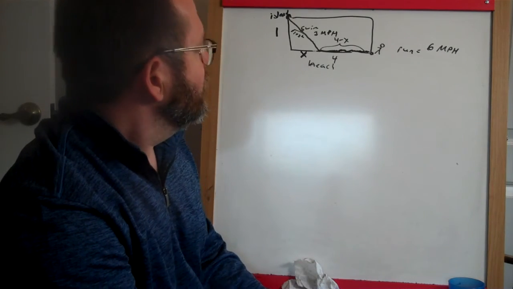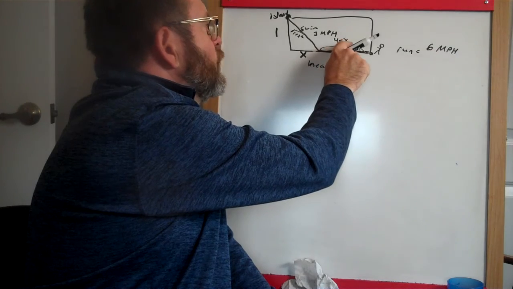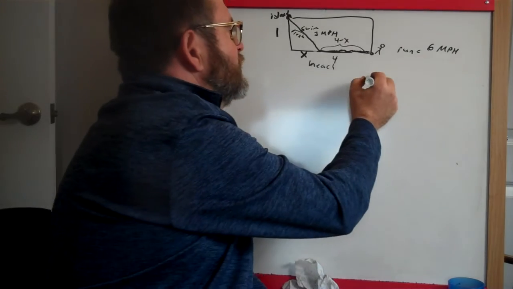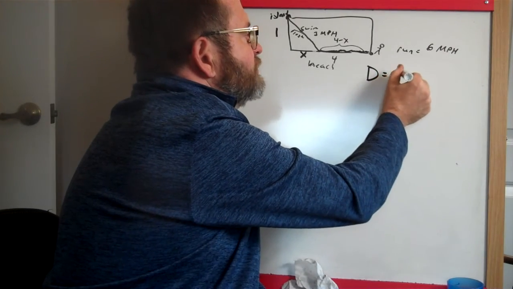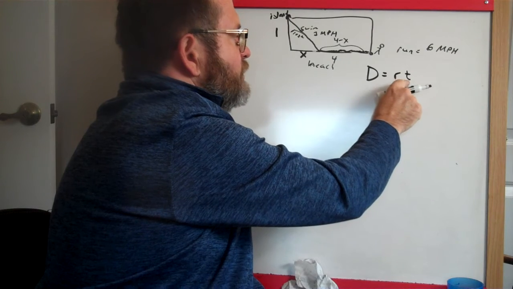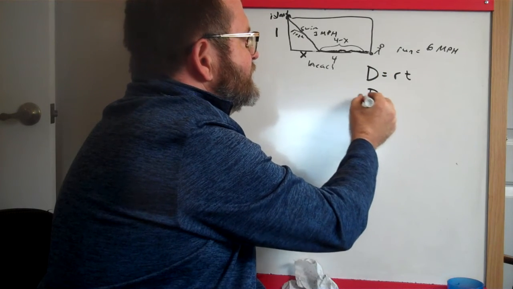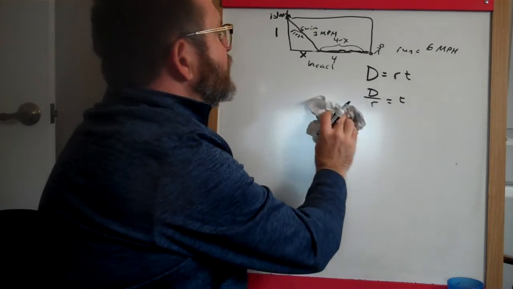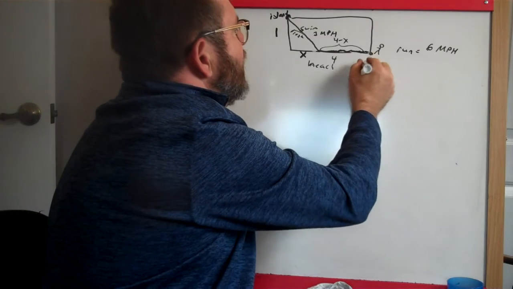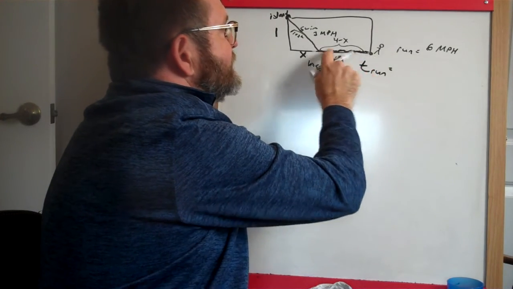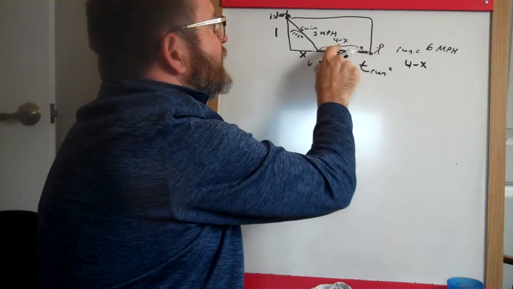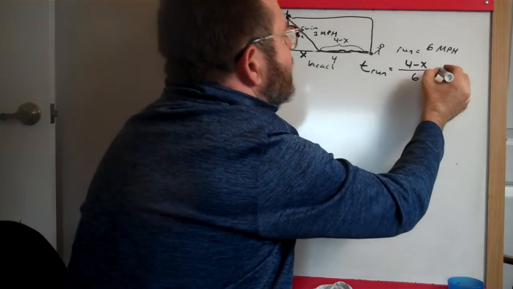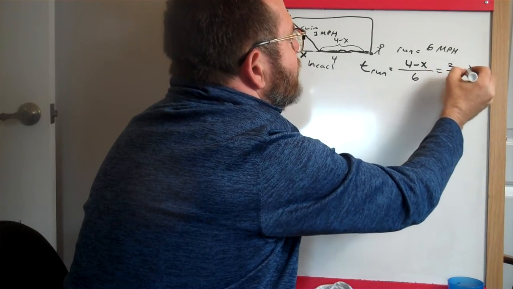All right, so let's see. I'm going to run 4 minus x miles, and I run at 6 miles per hour. This is going to be a distance equation problem. Remember, distance equals rate times time. I want to know the time, so it's going to be distance divided by the rate equals time. So the time I'm going to spend running is the distance I'm running, that's 4 minus x, over the speed that I'm running, which is 6. And I'll just simplify this a little bit right here.